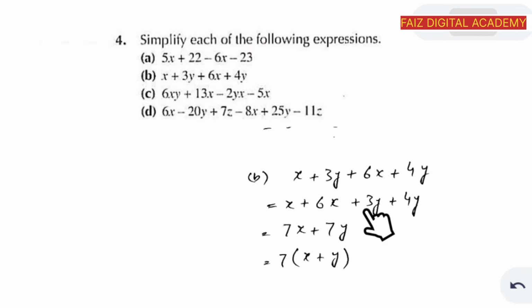So like variables are written with each other so that they can be easily subtracted or added up, like plus plus plus. So 6 plus 1 is 7, this becomes 7x, and this plus plus is again plus, 4 plus 3 is 7, and y is written as such. And because in both of these terms 7 is common, we write the common 7 over here and then x plus y. So in this way we have to simplify these linear algebraic expressions.